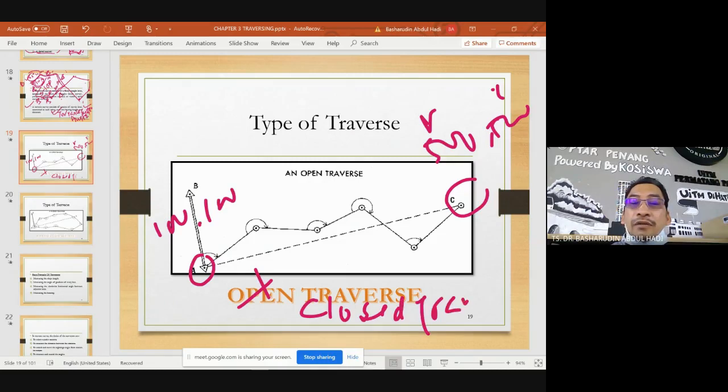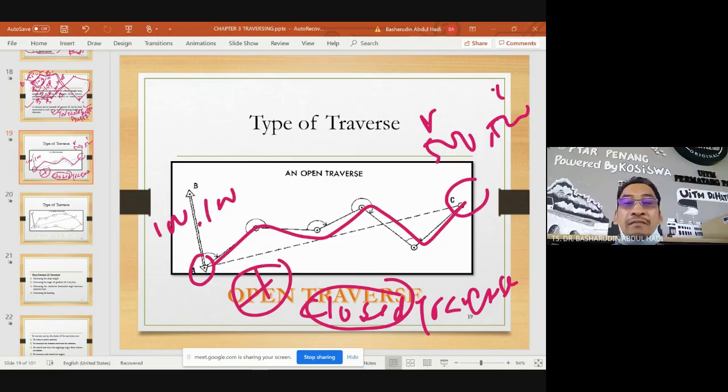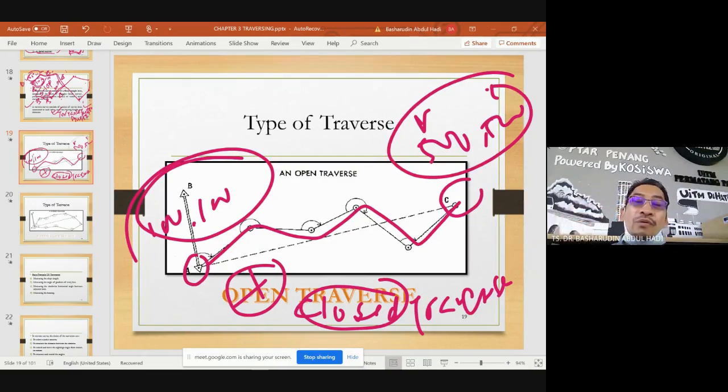Again, normally you have two definitions. Open traverse is different, closed traverse is different, even though this one is a straight line with the same shape. The difference is whether you know the point A and point C coordinates. If you know them earlier, that means closed traverse. If you don't know, we call it open traverse.